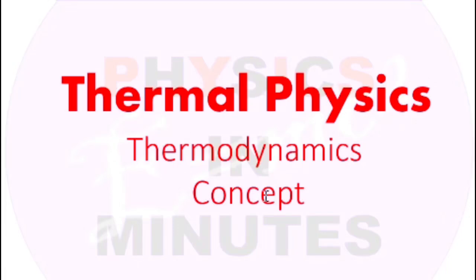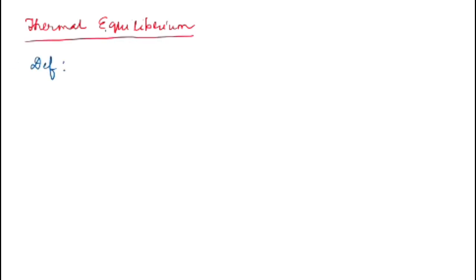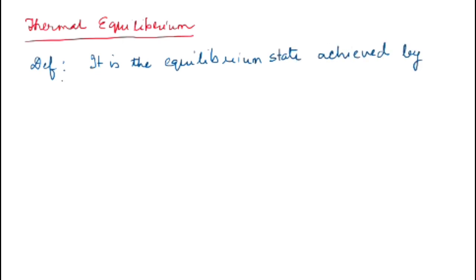Hello students, in this video we are going to discuss certain concepts in thermodynamics. So the first one is thermal equilibrium. So what is thermal equilibrium? According to the definition, thermal equilibrium is an equilibrium state which is achieved by two or more systems on having been communicated by a diathermic wall.